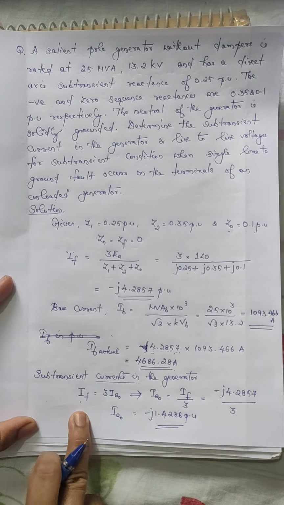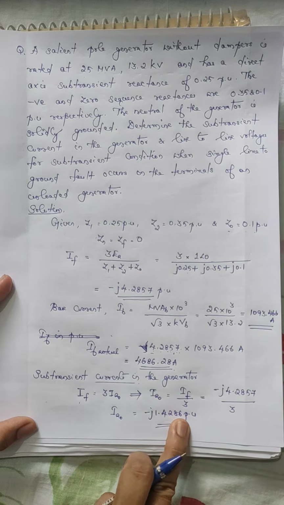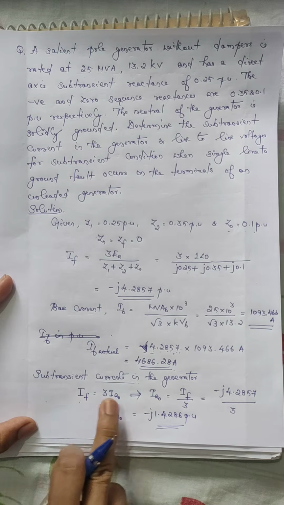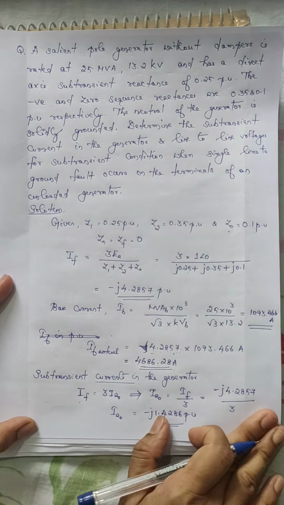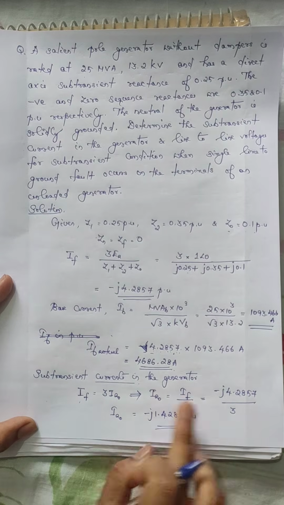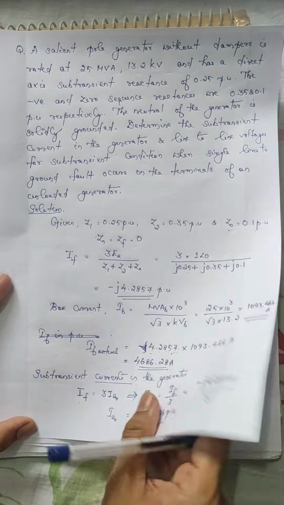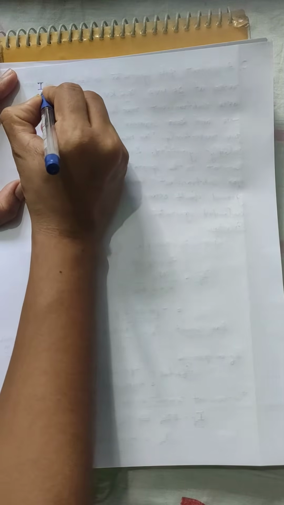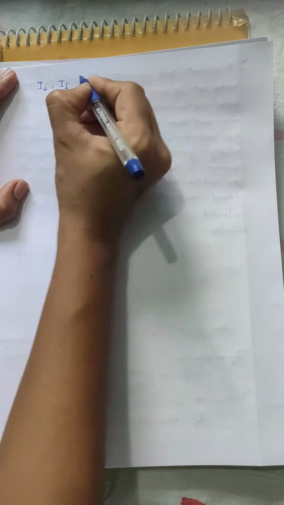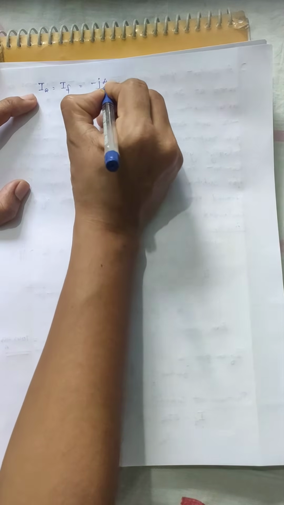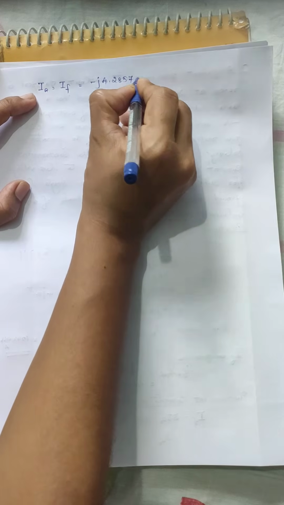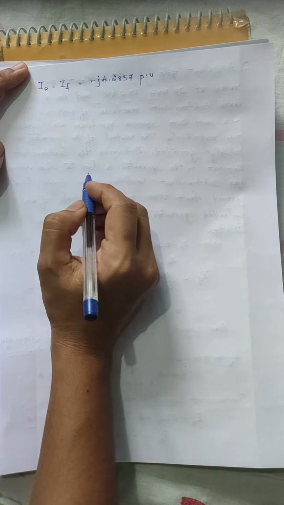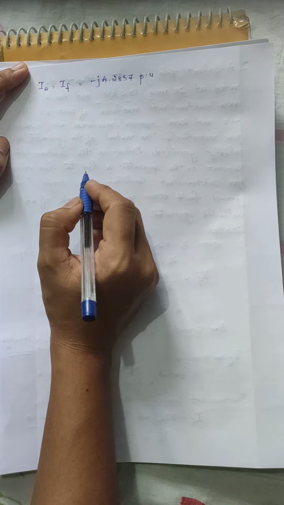The phase current IA will be equal to IA0 plus IA1 plus IA2, or 3 times IA0, which is again the same as IF. IF and IA are the same. So we can write IA is equal to IF. So we got the value of subtransient current in phase A. That is IA is equal to IF is equal to minus j 4.2857 per unit.